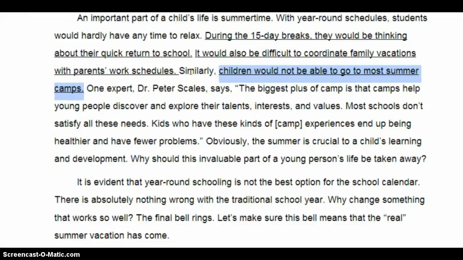We have no evidence that goes along with coordinating family vacations or work schedules. There is, however, evidence for the summer camp thing. So down here we have a piece of evidence for the summer camp. All right? So out of that paragraph, only one of the reasons has evidence connected to it. So again, this paragraph has insufficient evidence. In order to have sufficient evidence, each reason must have evidence with it, and then that paragraph has sufficient evidence.